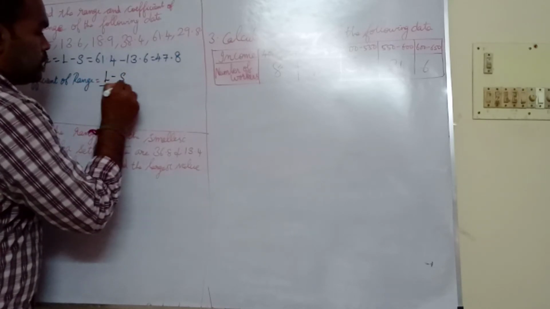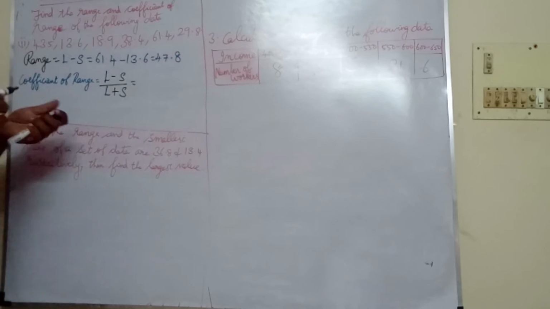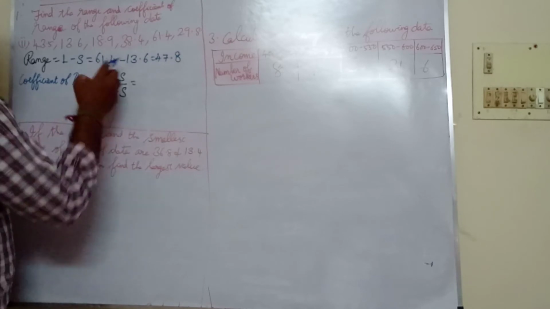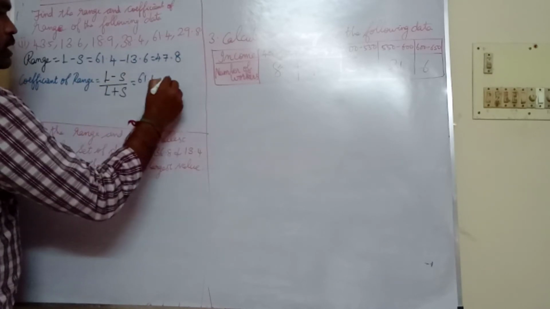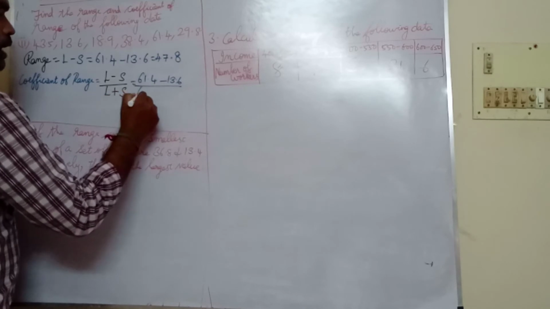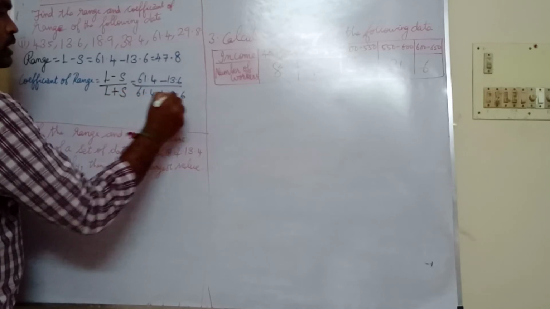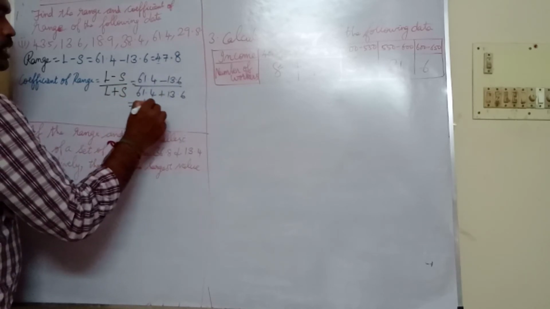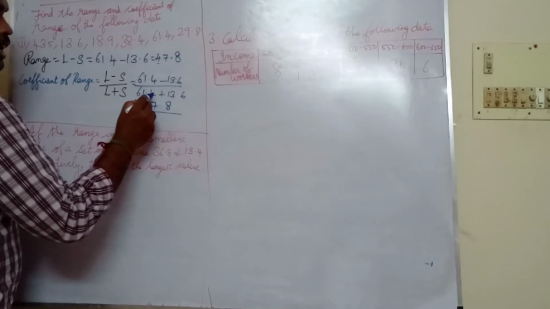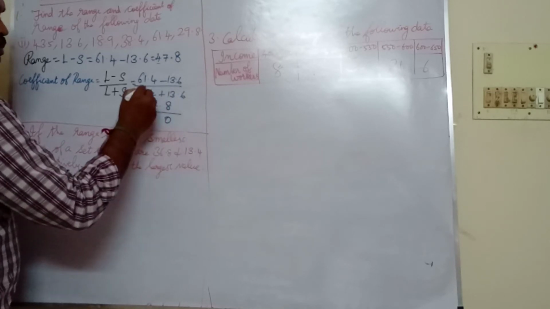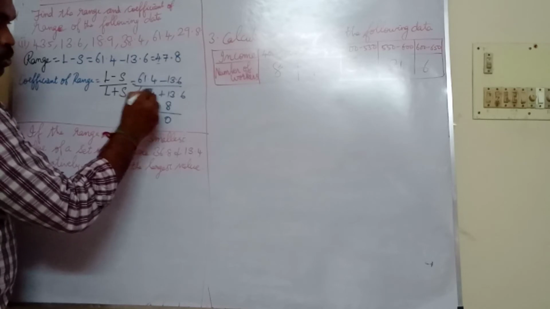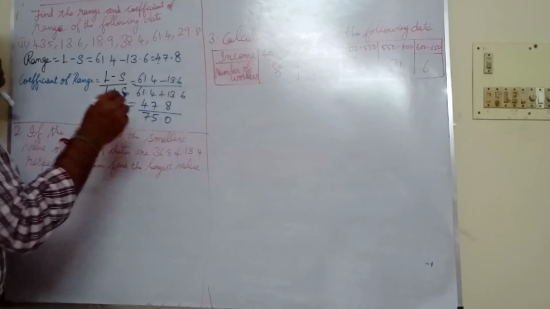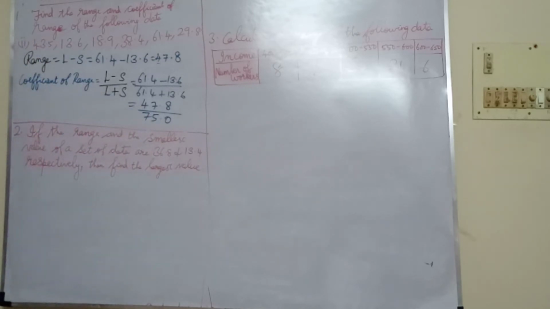The next is coefficient of range. L minus S by L plus S. This is the formula. So how do we solve it? Largest value is 61.4 minus smallest value 13.6, by largest 61.4 plus smallest 13.6. 61.4 minus 13.6 gives 47.8. Here 4 plus 6 is how much? 10. Balance 1. 1 plus 1, 2. 2 plus 3, 5. So 47.8 by 75. So this is the value.